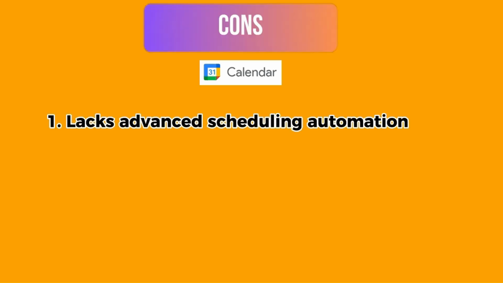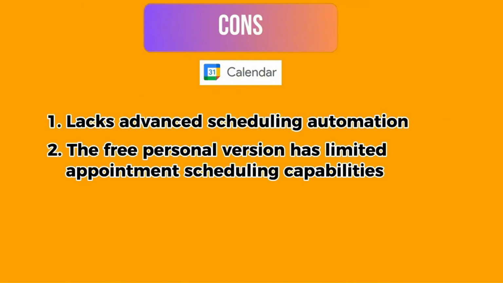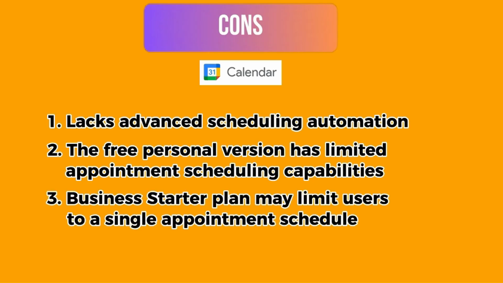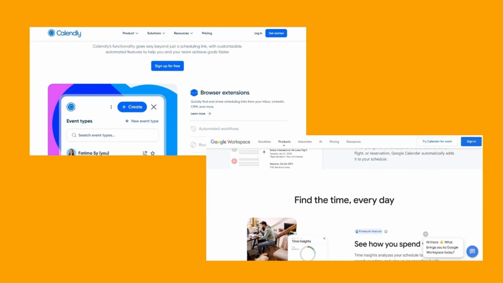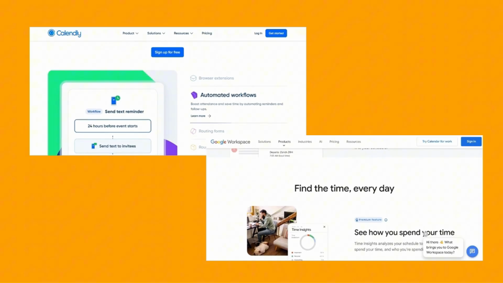On the downside with the cons, it lacks advanced scheduling automation and team-specific features like round-robin scheduling. The free personal version has limited appointment scheduling capabilities, and the business starter plan may limit users to a single appointment schedule. In conclusion, the choice between Calendly and Google Calendar largely depends on your specific needs.